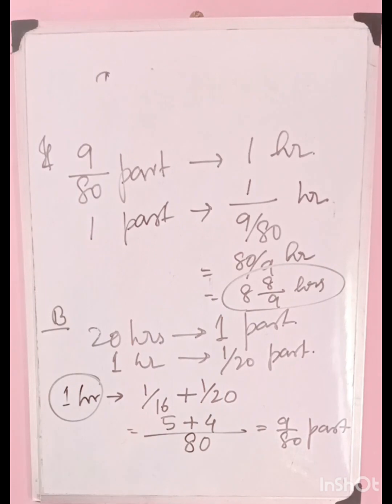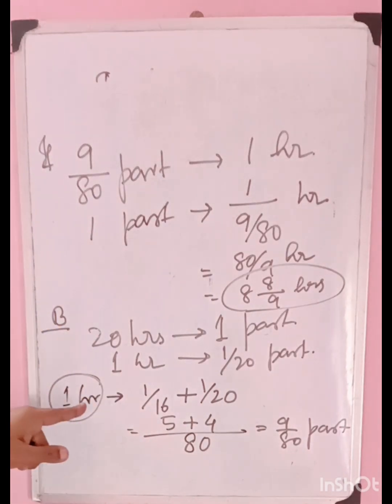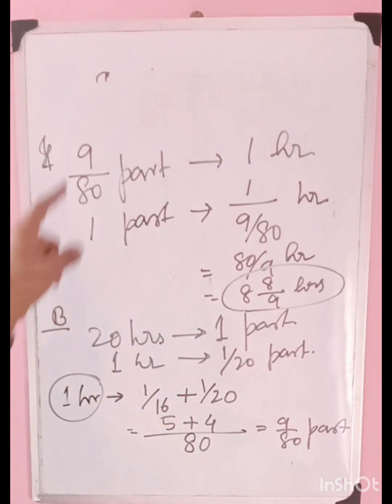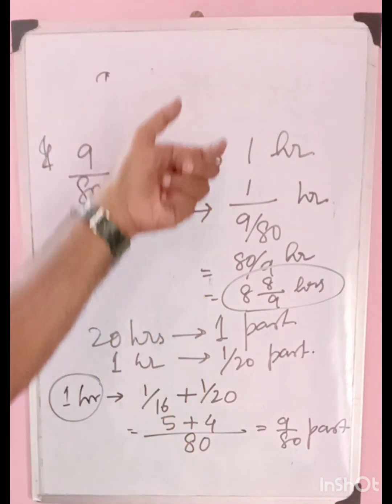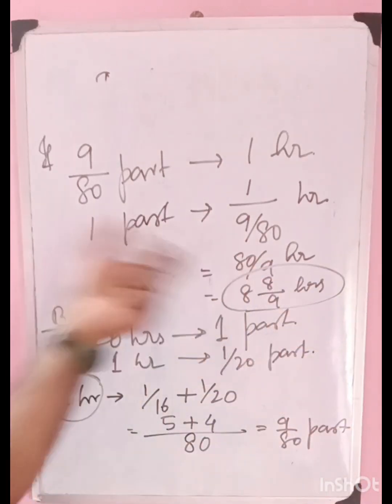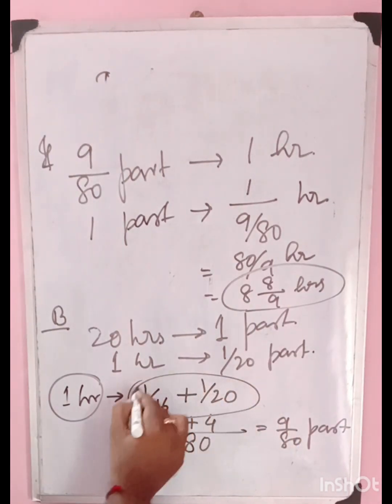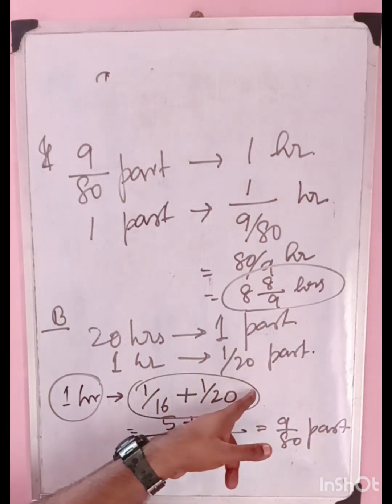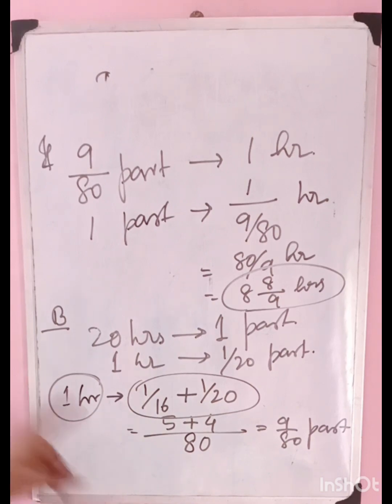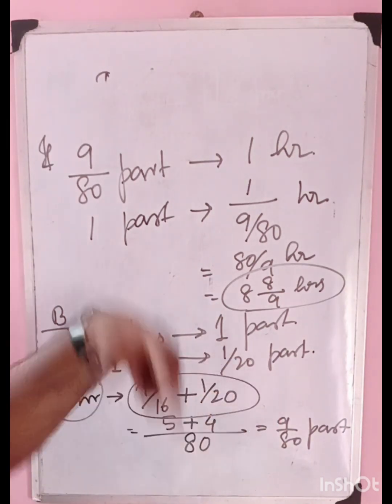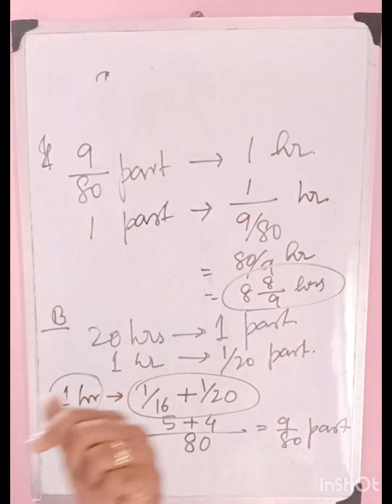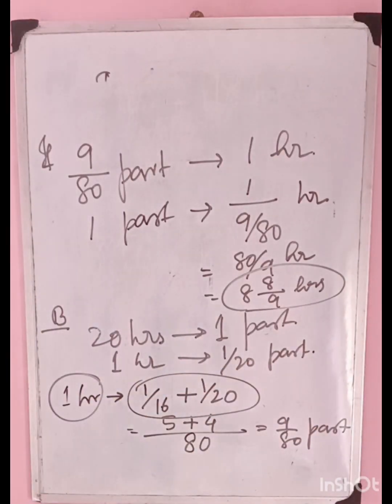So you can see that we have to find what part of the tank is filled up in 1 hour, and then we add the different parts from tap A, from tap B, and if there is one tap C, you can also take that C part. Then you find out what part is filled up together in 1 hour, and the time taken is just the reverse of that part.